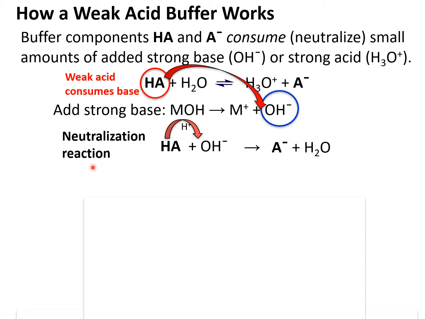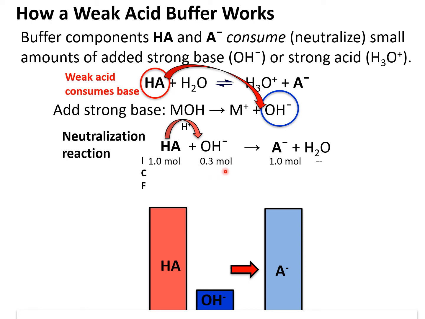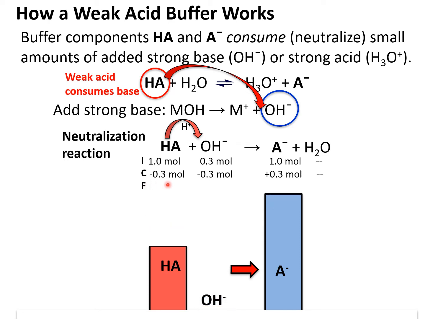So to see what's actually going on, we'll look at the ICF table. And if we start with the same concentration of HA and A minus, and we add a small amount of our strong base, hydroxide, we see here that hydroxide is the limiting reactant. And so the amount of hydroxide determines the change in the number of moles. And so here we see that the change of weak acid is minus 0.3 moles, and the change of hydroxide is minus 0.3 moles, and the change in its conjugate base is plus 0.3 moles.